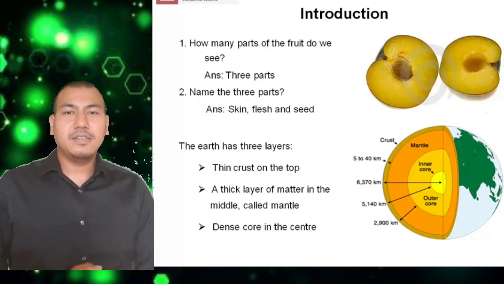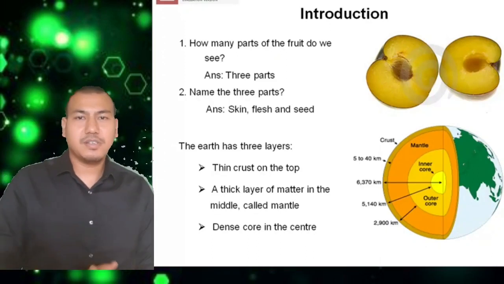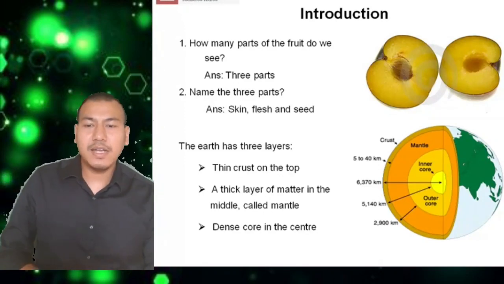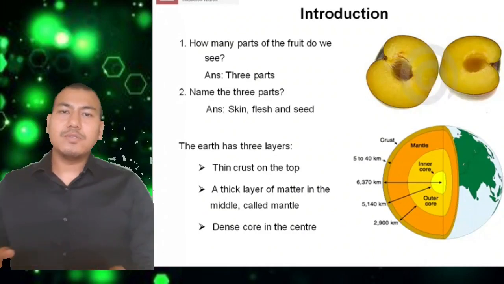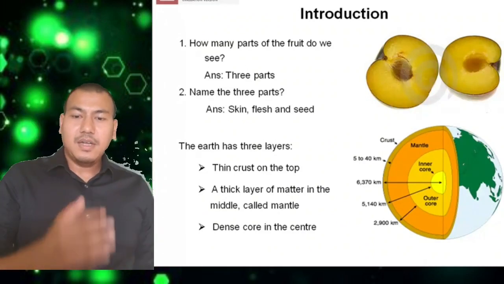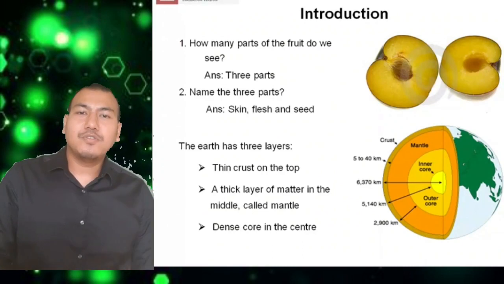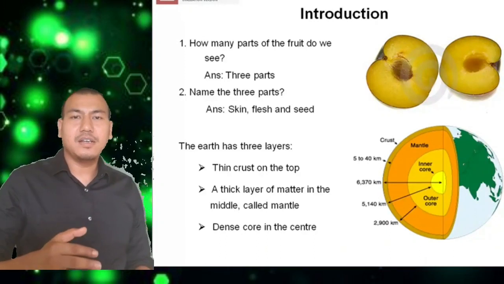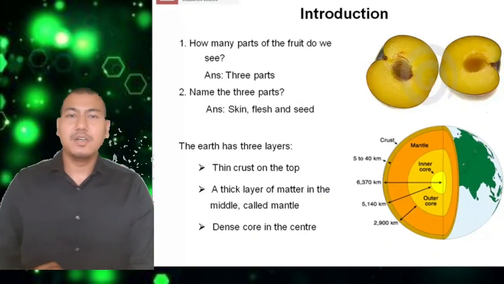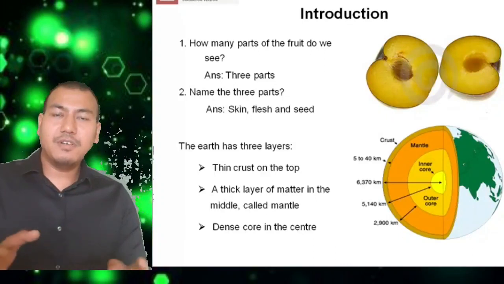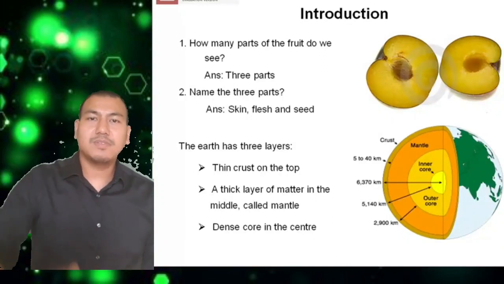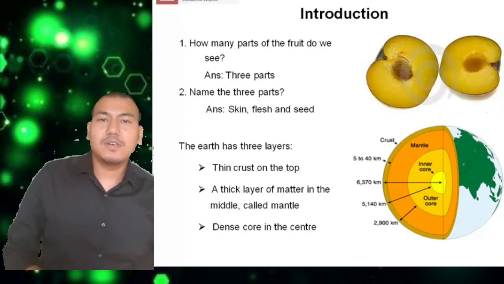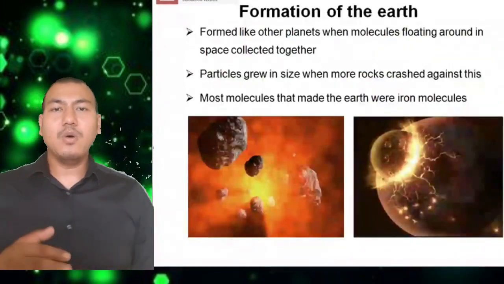You can see clearly in this image that the crust extends up to 5 to 40 kilometers, the mantle extends to 2,900 kilometers, the outer core extends up to 5,140 kilometers, and the last one, the inner core, extends to 6,370 kilometers. So this is how the different portions of the earth have been divided, and the names of all these portions are different. Now moving to the next slide, let us know how the earth was formed.